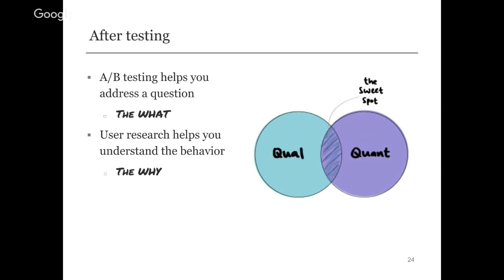So often most shops have a silo between qualitative and quantitative work, or sometimes they only have one. But if you can have a combination of the two, have that nice sweet spot: A, it's a mutual learning opportunity. Everybody gets a lot out of it. But B, it really gives you the best data possible to make the best design decisions.